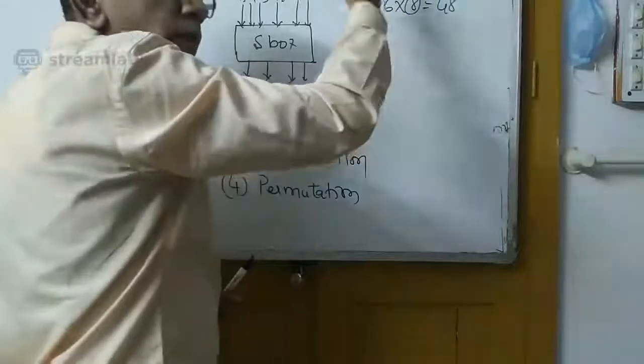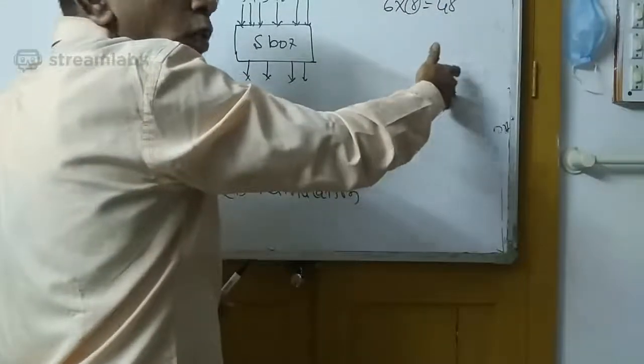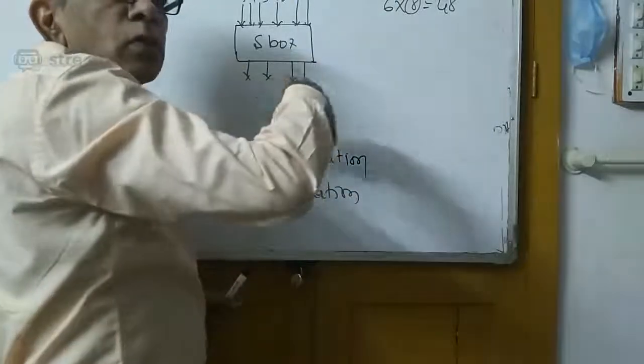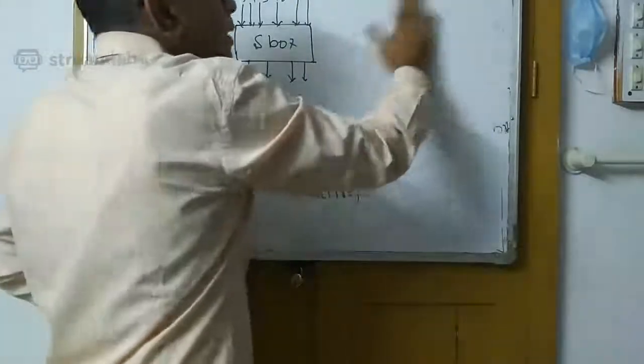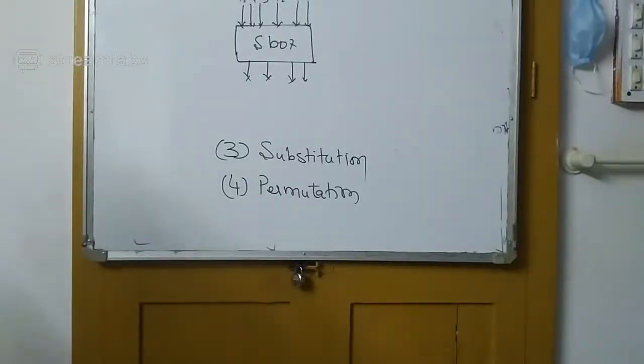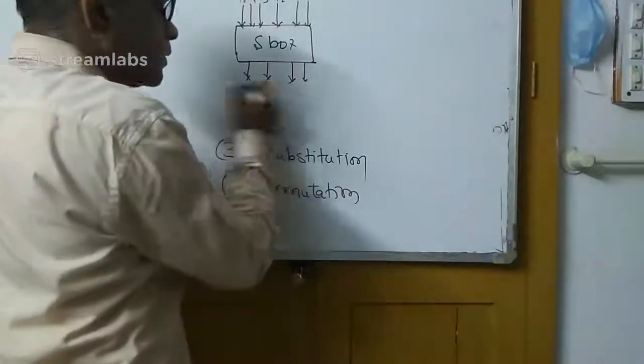So select the first 6 bits, apply to the first S-box. Next 6 bits, next S-box, next 6 bits, next S-box, and so on. So there will be 8 such S-boxes to which you are applying 6-bit inputs. The outcome of each of them is nothing but a 4-bit output.